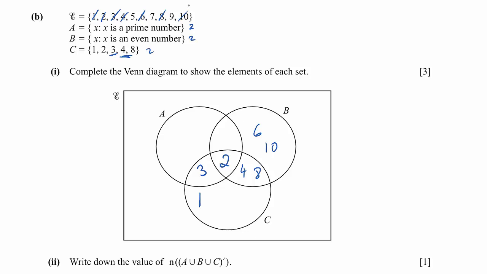Okay, let's have a look what we've got left. So 5's a prime, 7's a prime, and they're not in either of the other sets. And so we're left with 9. Well, 9's not prime, it's not even, and it's not in C, so 9 must go in the outside here.